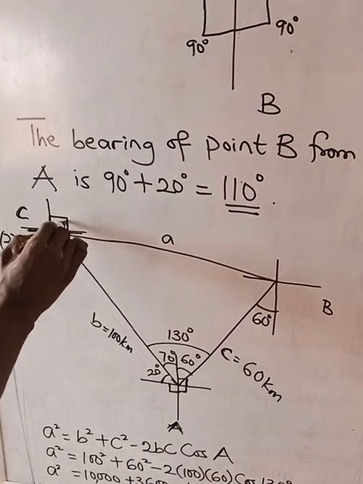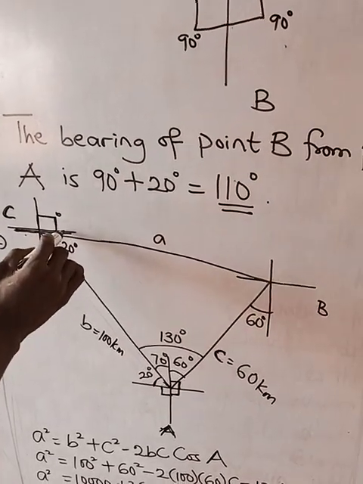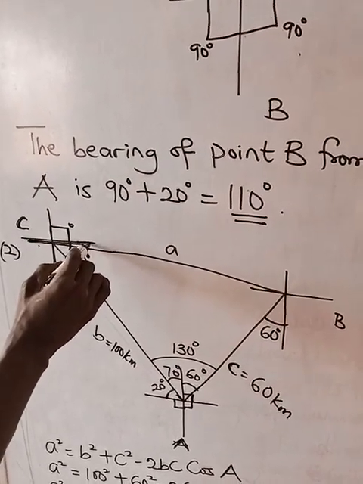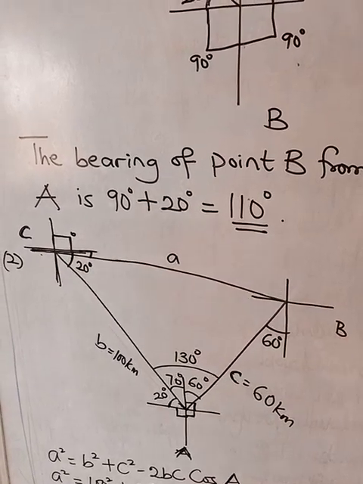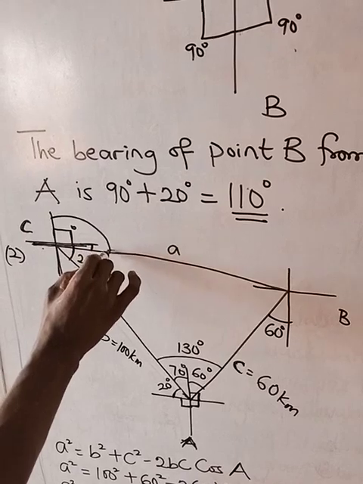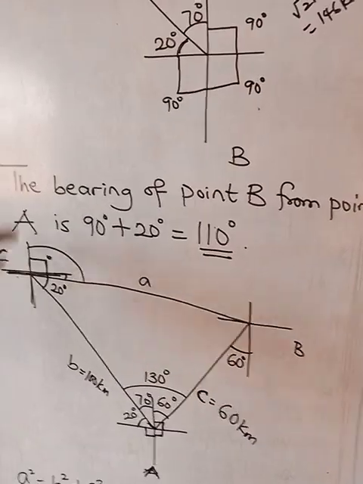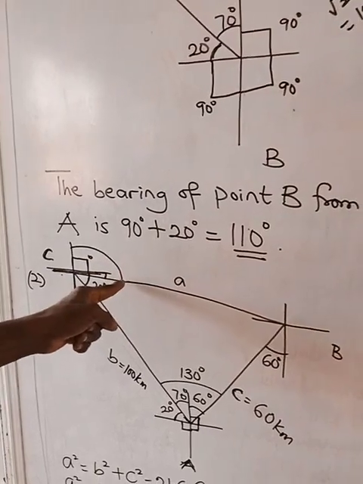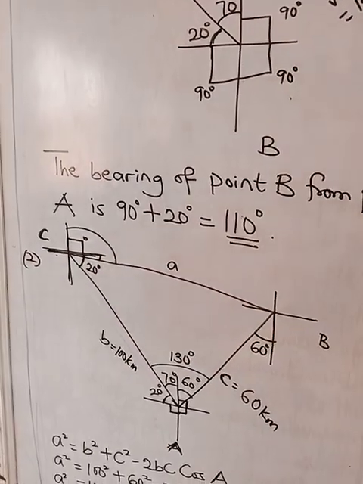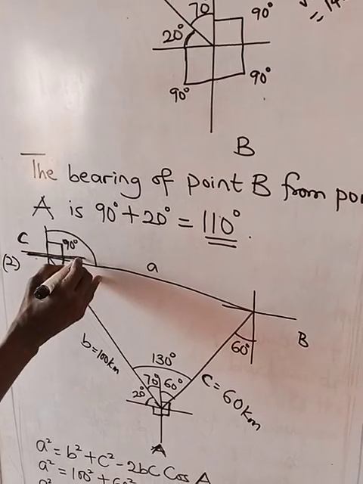Now 90 is already on ground. So all we have to get is this angle. Please get it. The bearing of B from C is from this line to this line. We start from the north of C to the line that connects B and C. Now we have gotten this, the right angle. This is 90 degrees. So you have to get this small one.